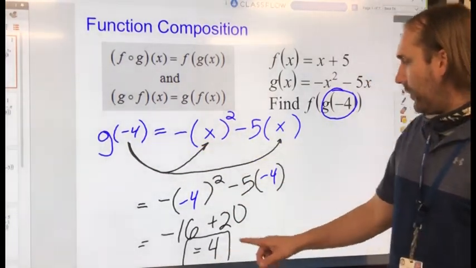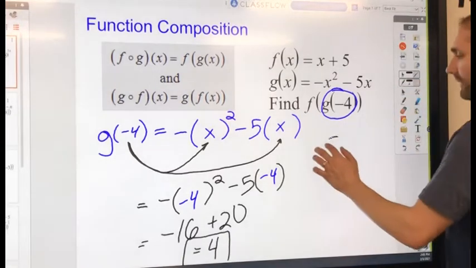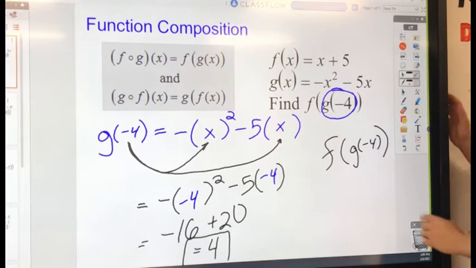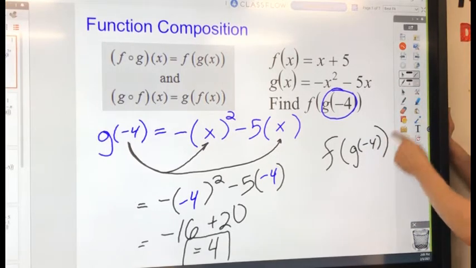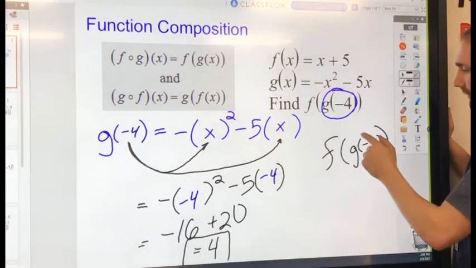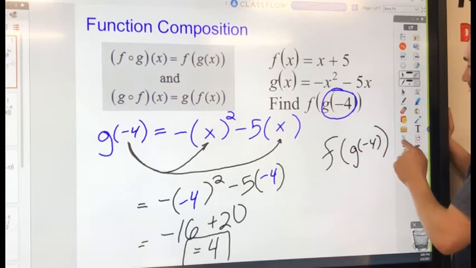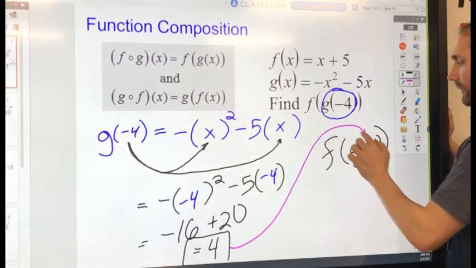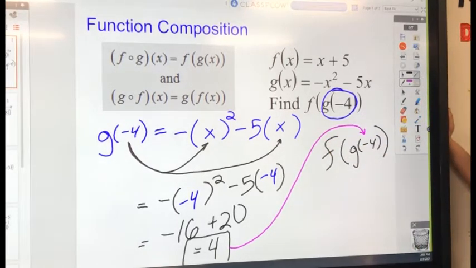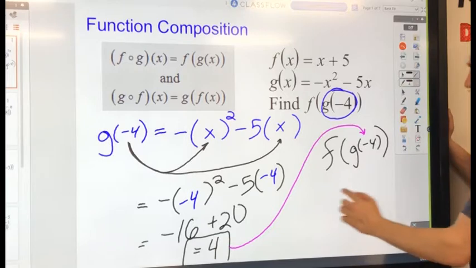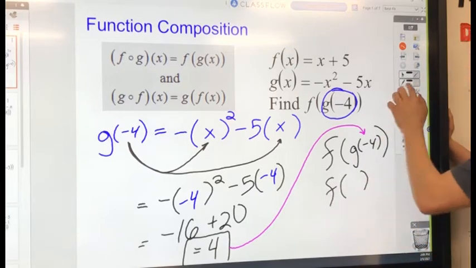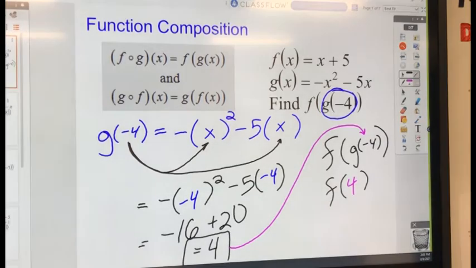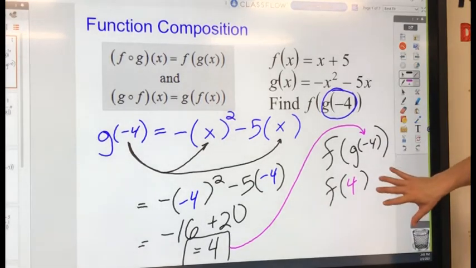4. Now what I do with function composition is I take my original composition here, f of g of negative 4. I now found what this value equals right here. So I am now going to replace g of negative 4 within this function with the number 4. So f of 4. See what I did there? This is the confusing part.